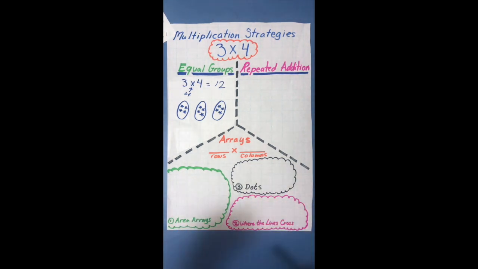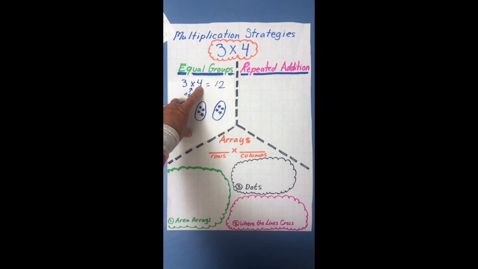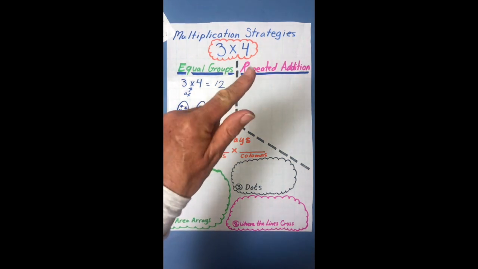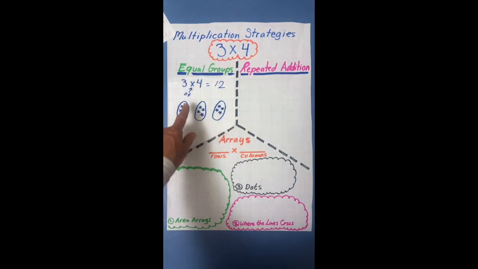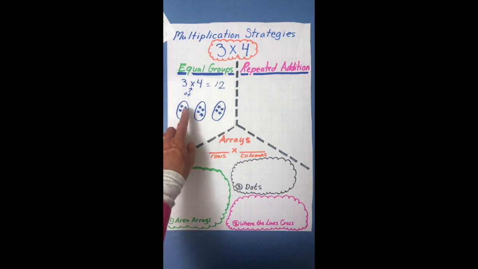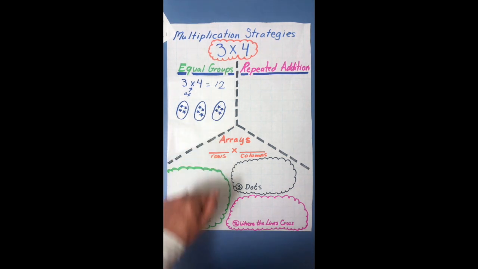I also could use my skip counting songs to do this. 3 groups of 4. So this is going to tell me, the 3 tells me how many fingers, and the 4 tells me what song I'm going to sing. So I'm going to do the 4 song, and I'm going to count 3 fingers. So I do 4, 8, 12, and I get the same answer. Okay. So that's equal groups. Some people also like to call this circles and stars, or plates and cookies.